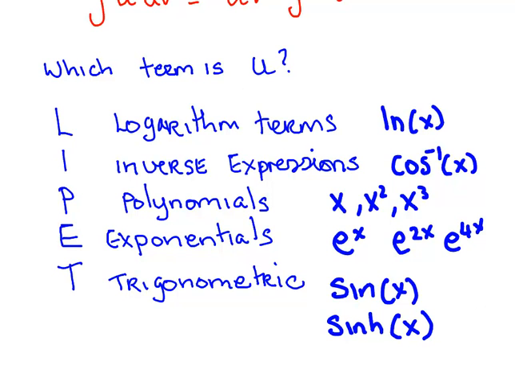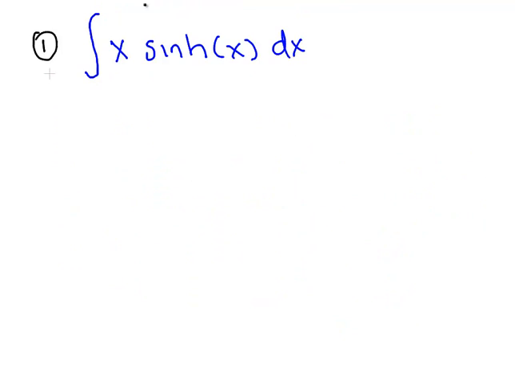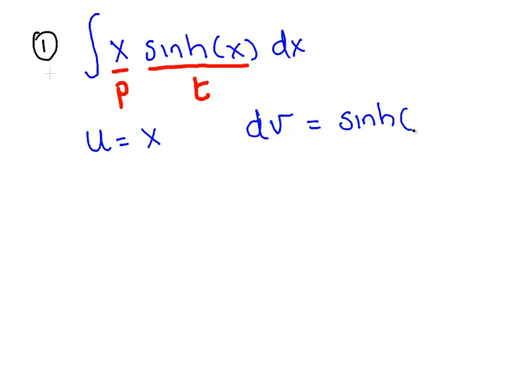Okay, so we have two examples in this one, and the first one is the integral of x sine x dx. The LIPET rule states that this is a trigonometric function, T, and this is a polynomial, P, so necessarily we're going to let u equal x and dv equal sine of x dx. So we're breaking it up like that.